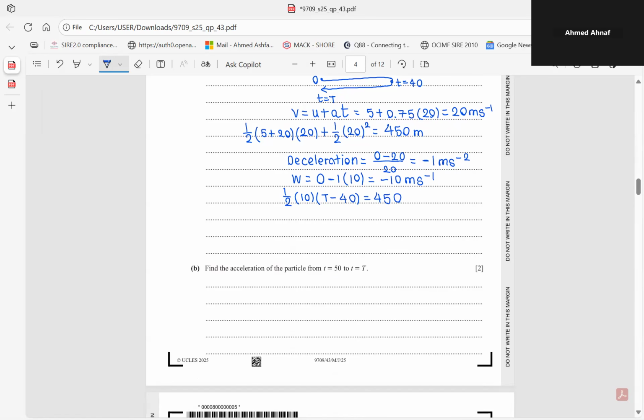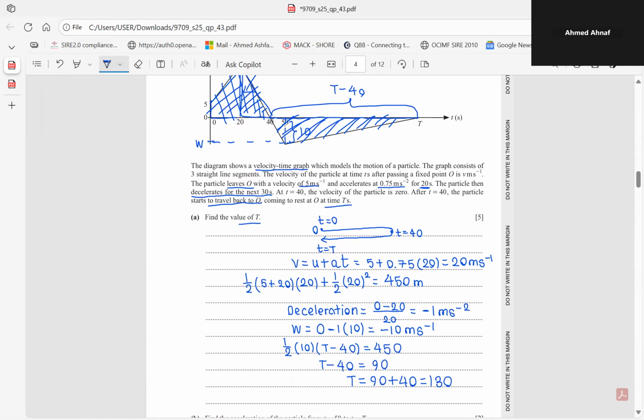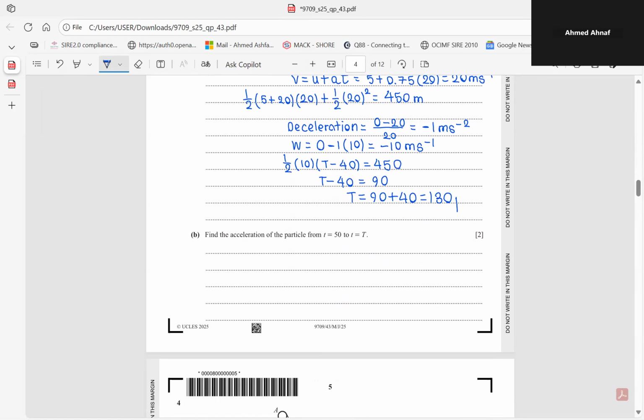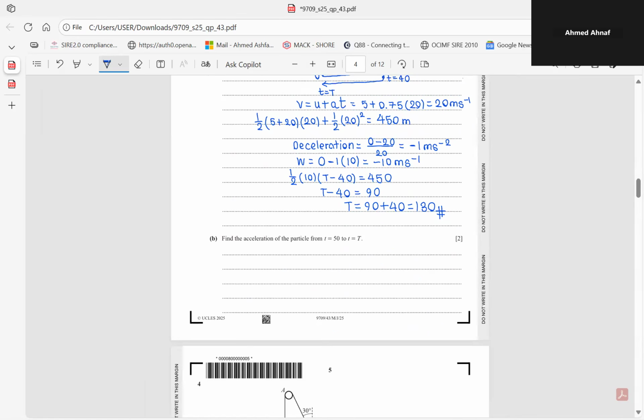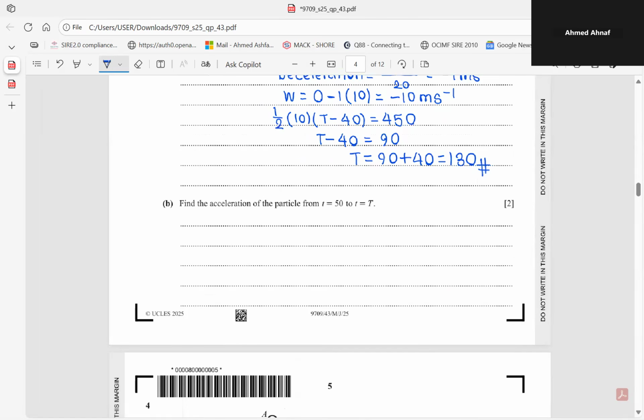Now we're going to make t minus 40 the subject of the equation. So half times 10, that's 5. So 450 divided by 5, that is 90. And t would just be 90 plus 40 equals 130. Don't need any units. So this is our final answer for the first part. Let's head on to the second part.